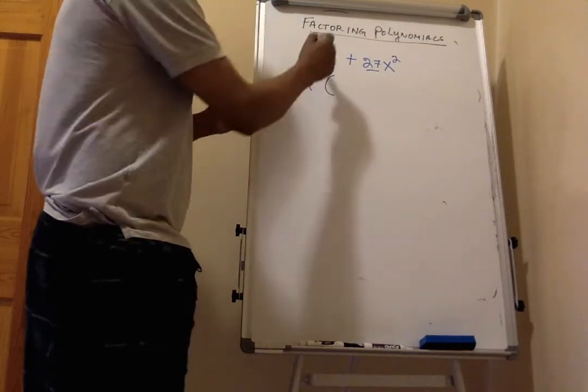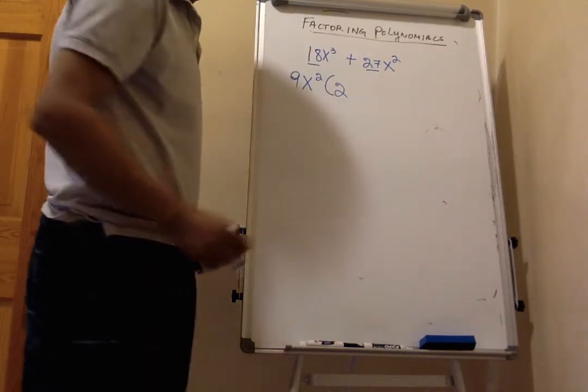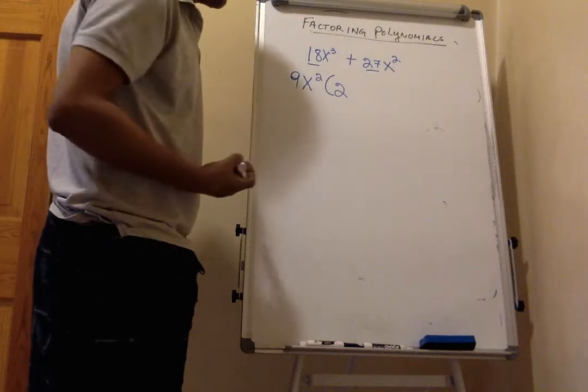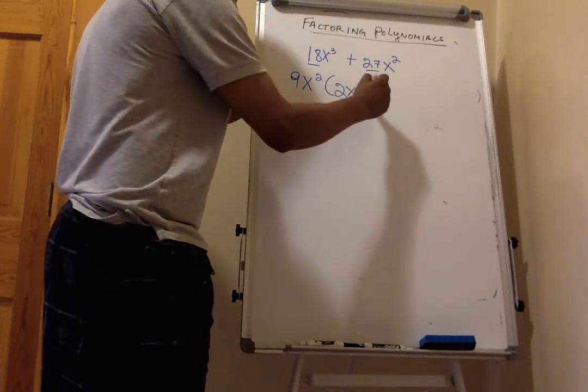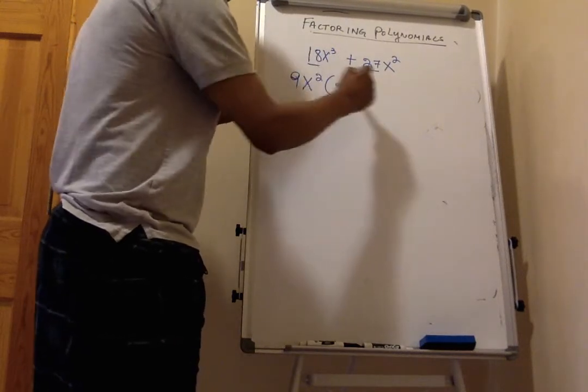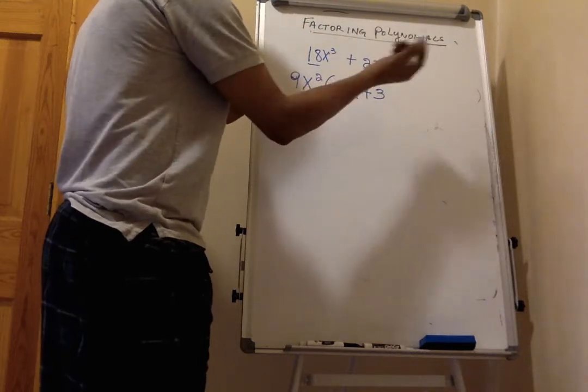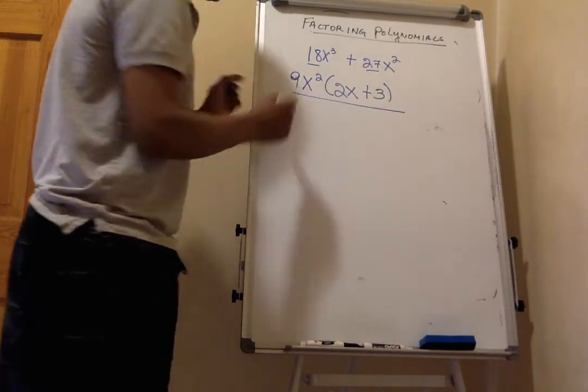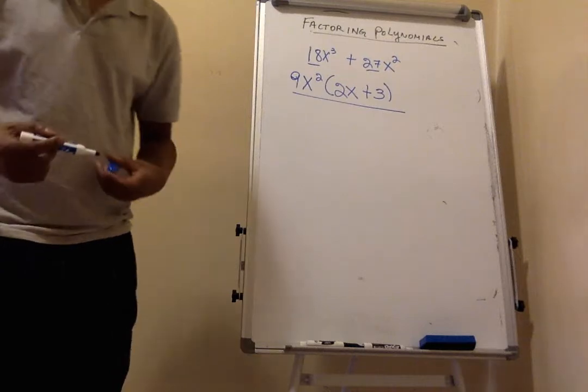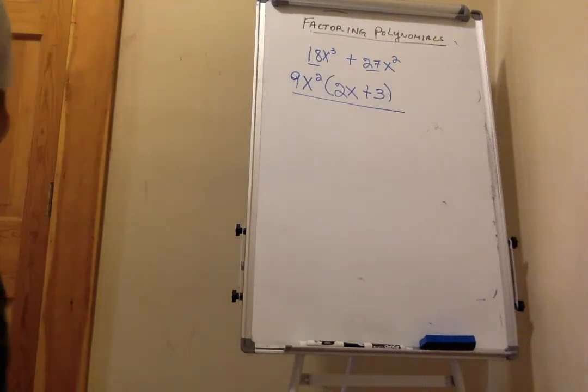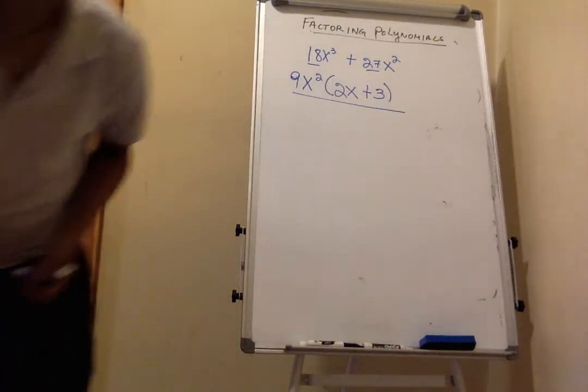Open the parentheses. 18 divided by 9 is 2. X to the third divided by x to the second is x. And 27 divided by 9 is 3. X to the second is cancelled out. As you can see, 2x plus 3 is a prime, meaning you cannot factor it anymore. Okay.